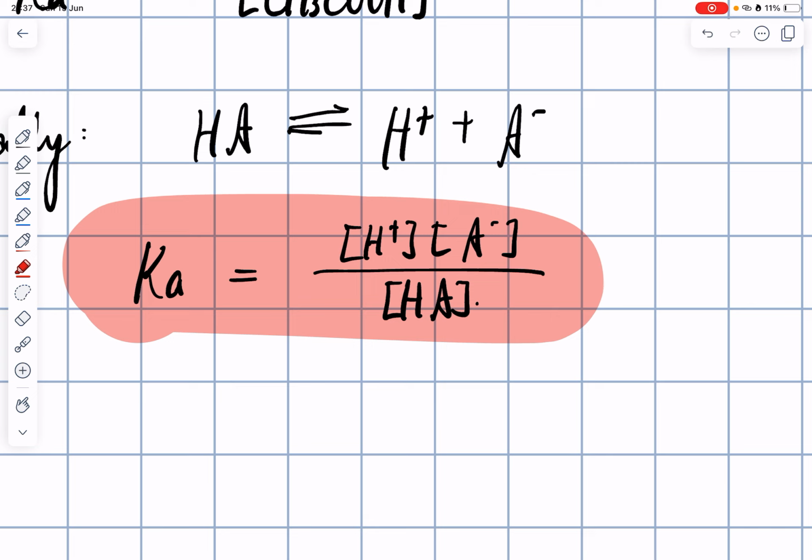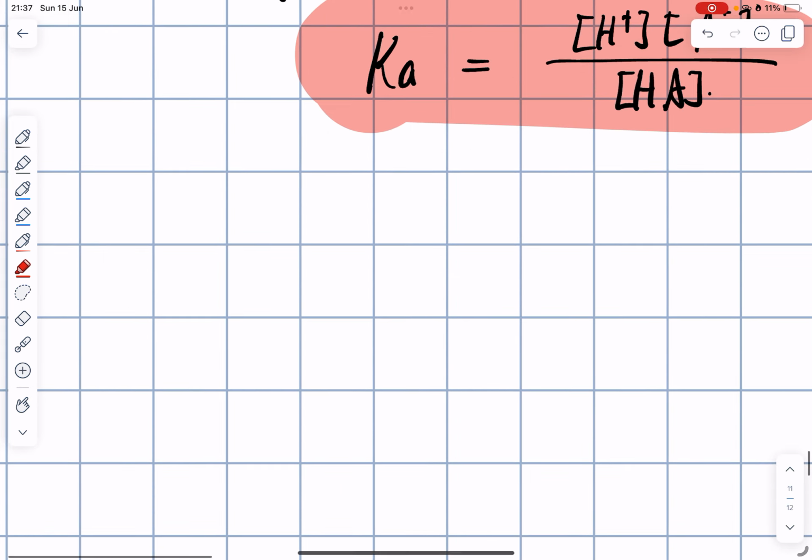So what are we going to do? What are we going to use Ka for? A good example will be we can calculate pH by Ka.